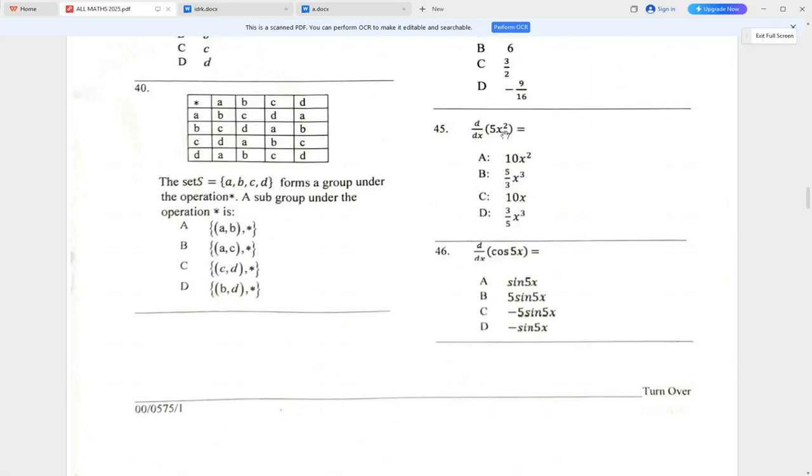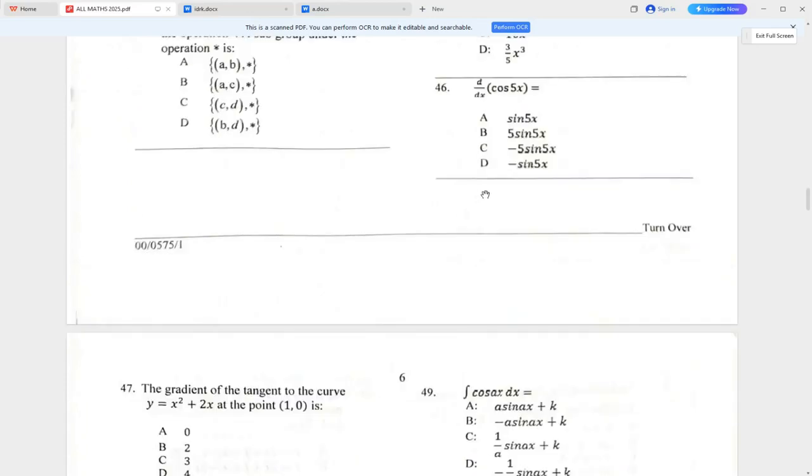Question 45, y equals 5x squared, differentiate this: we bring down the power of x and we reduce the power of x by 1. So this is equal to 2 times 5x, which is equal to 10x, and 2 minus 1 is 1, so that's 10x, which is C for question 45.